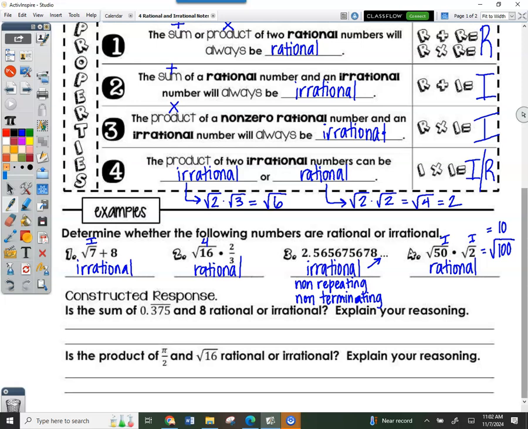All right, what does sum mean? If I took 0.375, which is repeating, and added it to 8, they're not saying find it. They're saying would it be rational or irrational? Well, look at the type of numbers. This one was repeating, which means I can predict the behavior, right? So this is rational. This is a whole number. This is rational. So it would be rational. And then you can make your own little note of why.